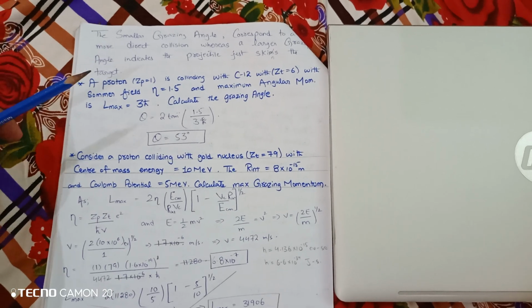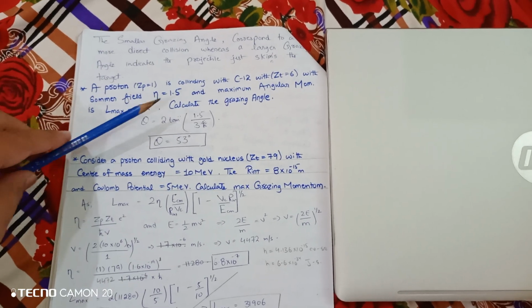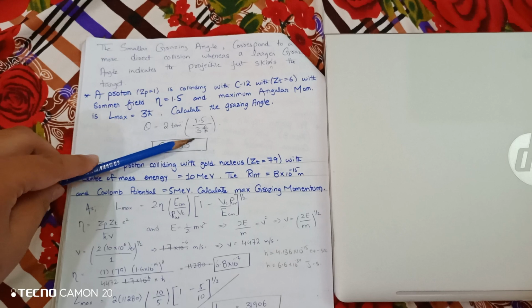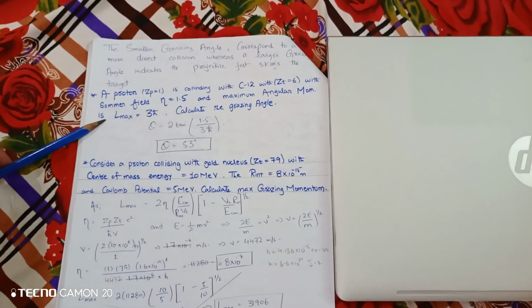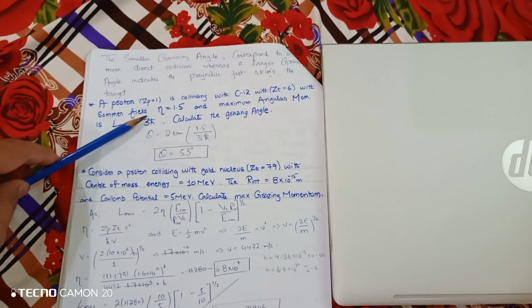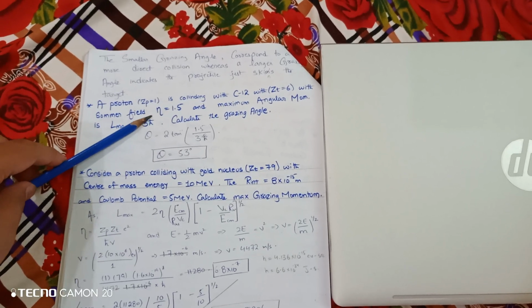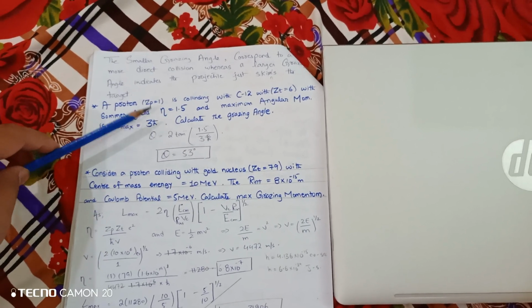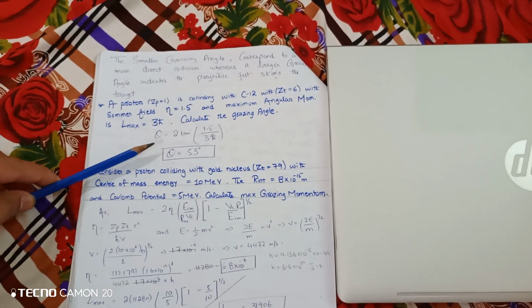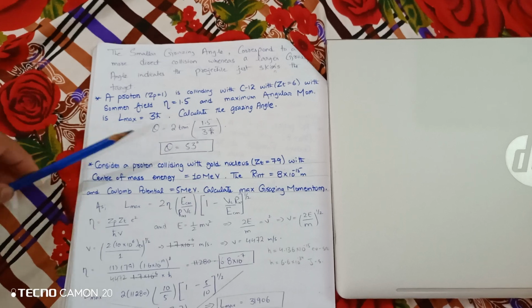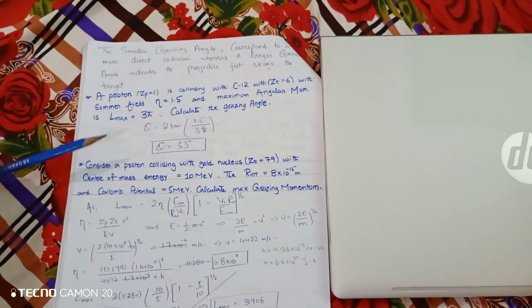You know the formula of the grazing angle: theta equals 2 tan inverse of eta divided by L max. The eta value given here is 1.5, divided by the L max value, which is 3. H-bar is basically the unit; you just use the number 3. So you will get the answer for the grazing angle, and that is 53 degrees. This problem you already solved previously.